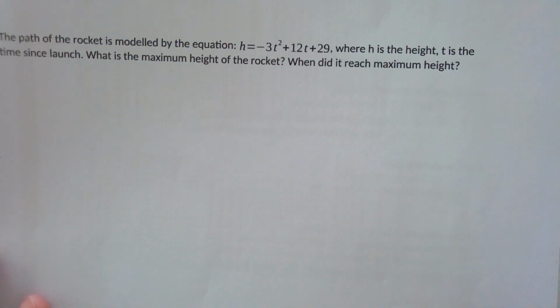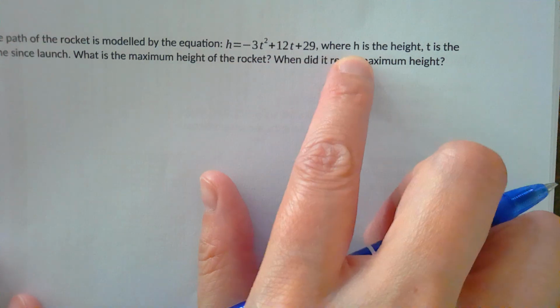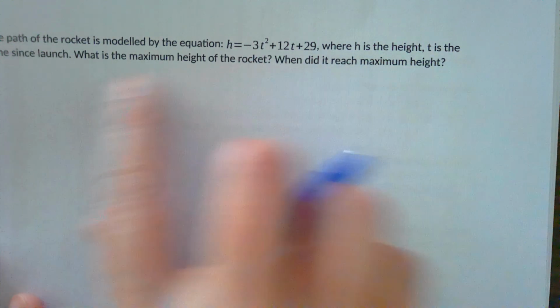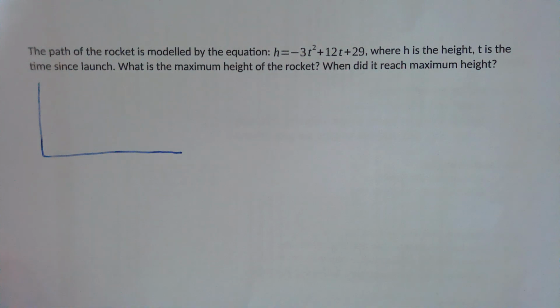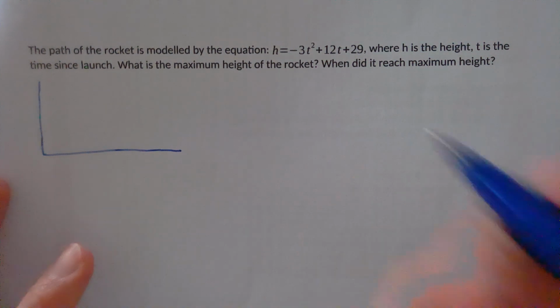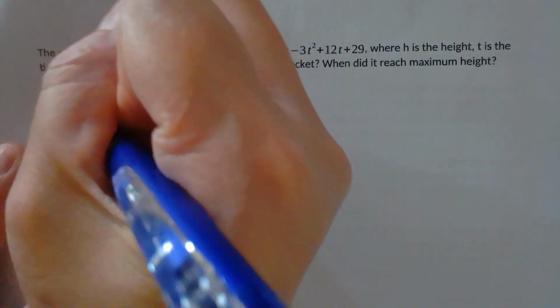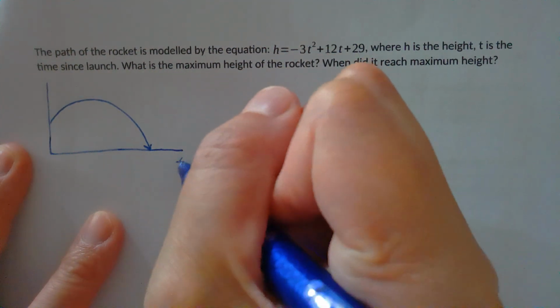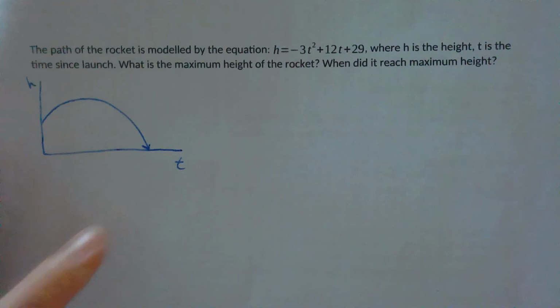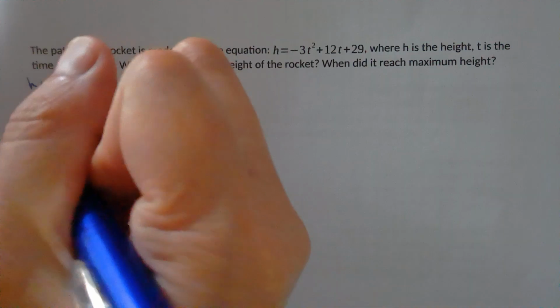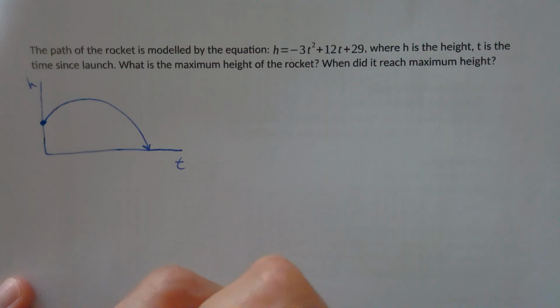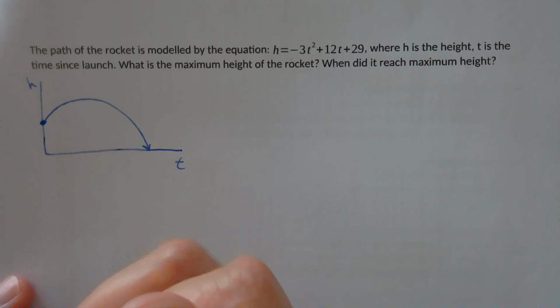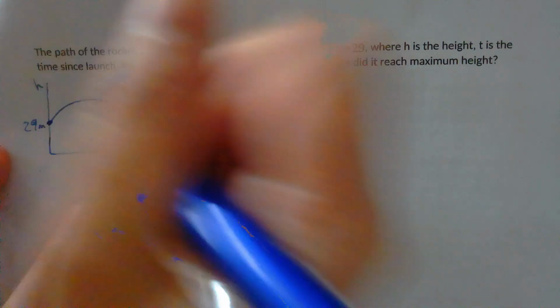Next one, the path of a rocket is modeled by this, where h is the height and t is the time since launch. Again, remember how I said with these word problems, anything that you write down could get you marks. For example, even just drawing the diagram could help get you marks. This is time, this is height. Looking at this equation in standard form, at what height did I launch this? Yep, 29 meters. That's right, because that's my y-intercept.